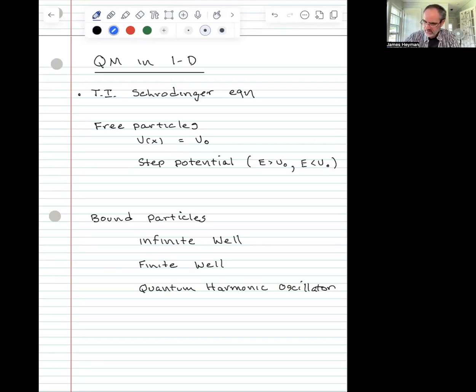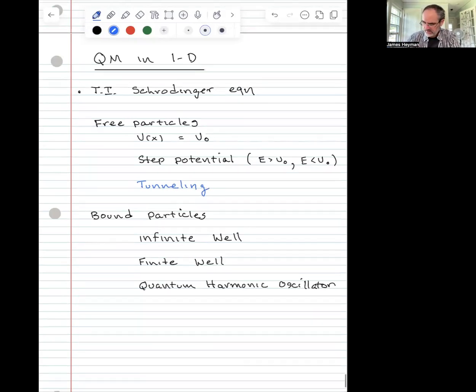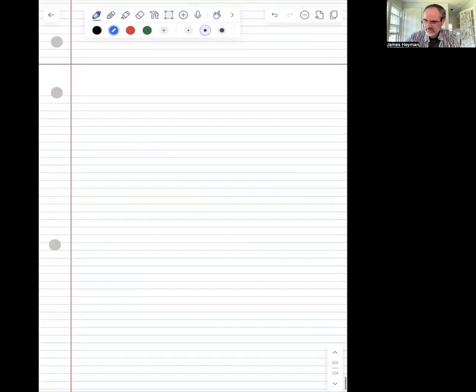Okay? Well, today we're going to go back and talk about one more free particle situation, and that's the situation of tunneling. And we're going to talk about a particle incident on a square barrier. Okay? Here, let's see how the problem looks.